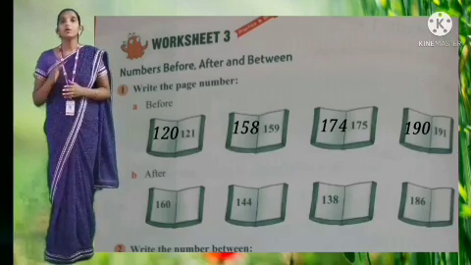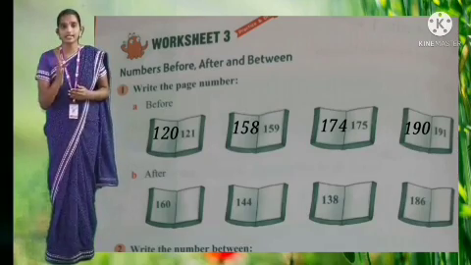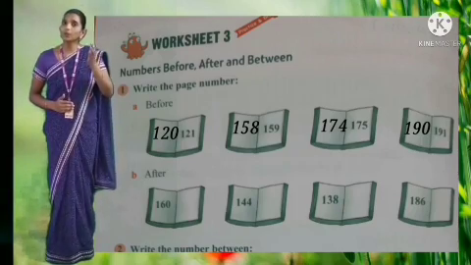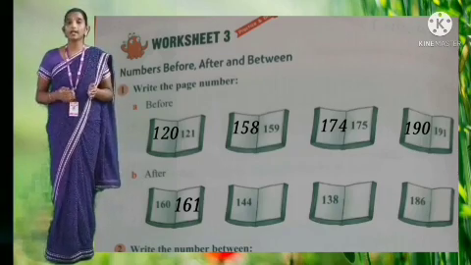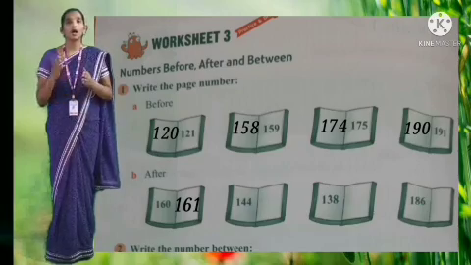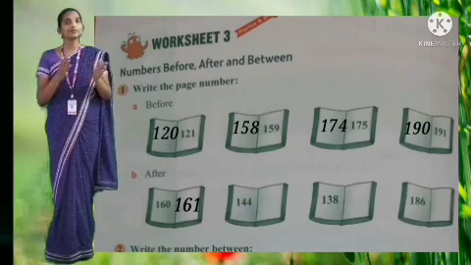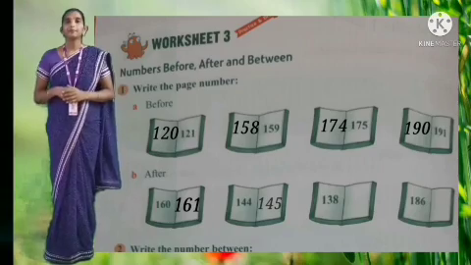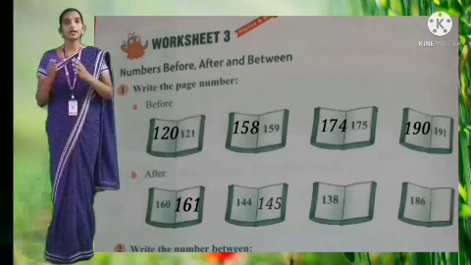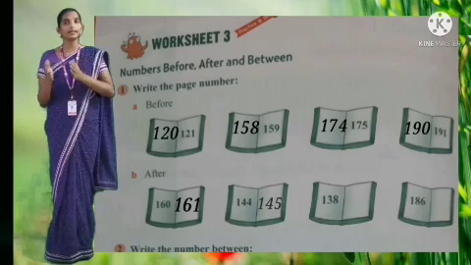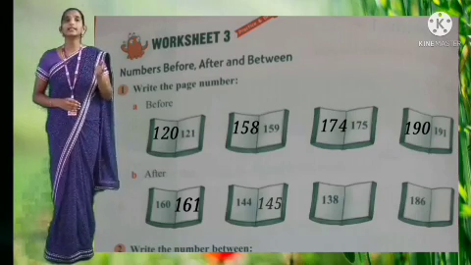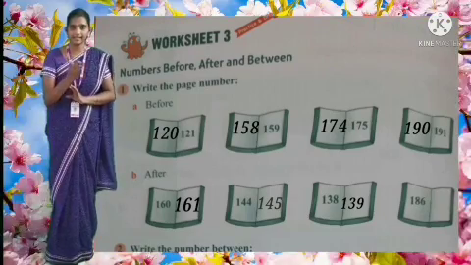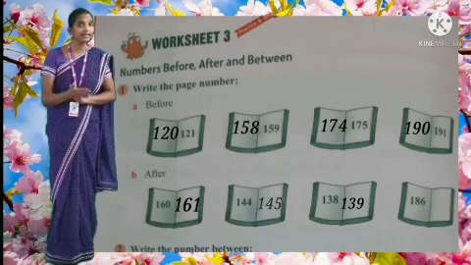So first one, 160. So after 160 it is 161. Very good. The next one, 144. After number is 145. The next number, 138. So what comes after 138? It is 139. Very good. The last one, 186. So what comes after 186?